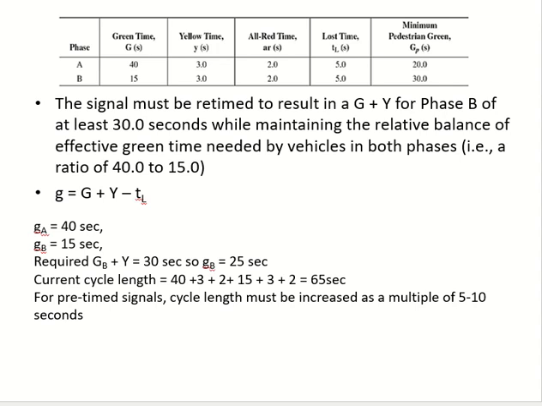In this example, we have two phase signals, phases A and B. For each phase, you can see the green time, the yellow time, the all red time, and the lost time. And for each phase, the required time of the pedestrians who will cross in that phase is given. Pedestrians who will cross in phase A, their required time is 20. And those who will cross in phase B, their required time is 30. We are going with this option. Remember, capital Y means yellow and all red both.